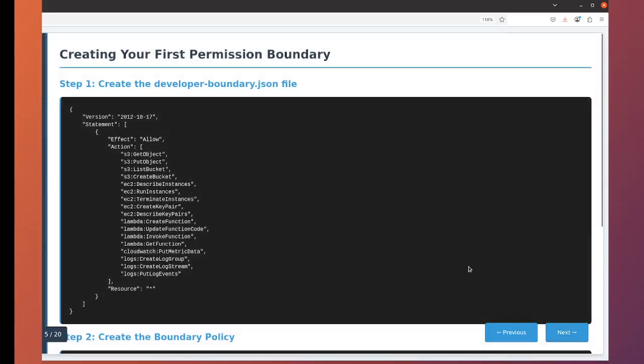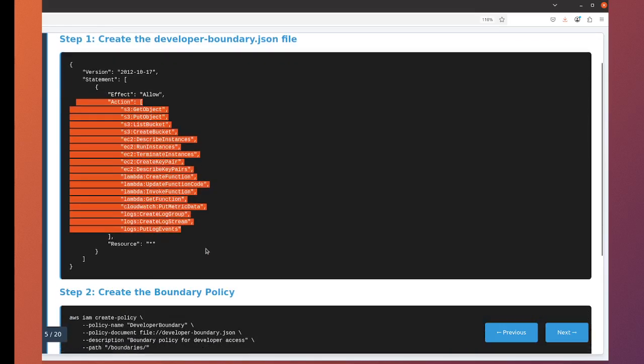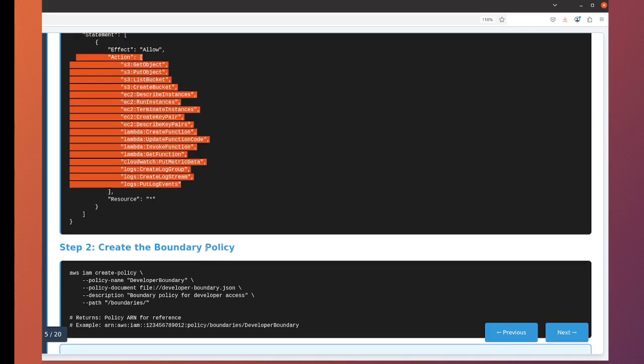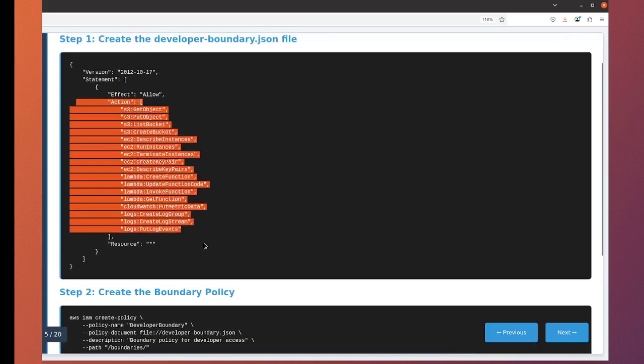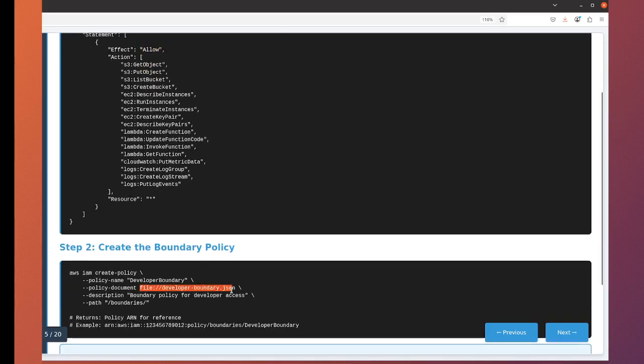Now let's get hands-on and create our first permission boundary. We'll start with a practical example. Creating a boundary for developers that allows them to work with common services but prevents them from doing anything destructive. The AWS CLI command we're using here creates a managed policy that will serve as our boundary. The policy document parameter accepts a JSON policy that defines the maximum permissions. Notice we're including S3, EC2, Lambda, and CloudWatch access, but excluding IAM and billing access.